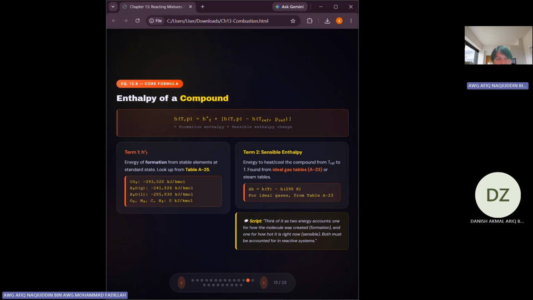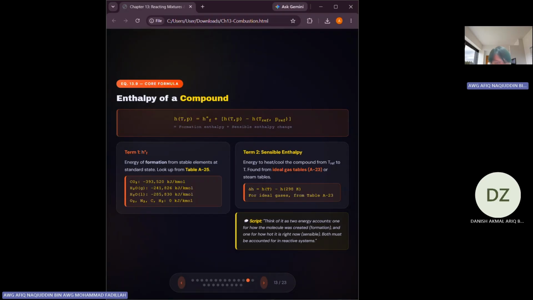Now we have a complete way to evaluate the enthalpy of any compound at any state T and P. Equation 13.9: h(T,P) equals h°f plus [h(T,P) minus h(T_ref, P_ref)]. In words, the total enthalpy equals the enthalpy of formation plus the sensible enthalpy change from the reference state to the actual state.